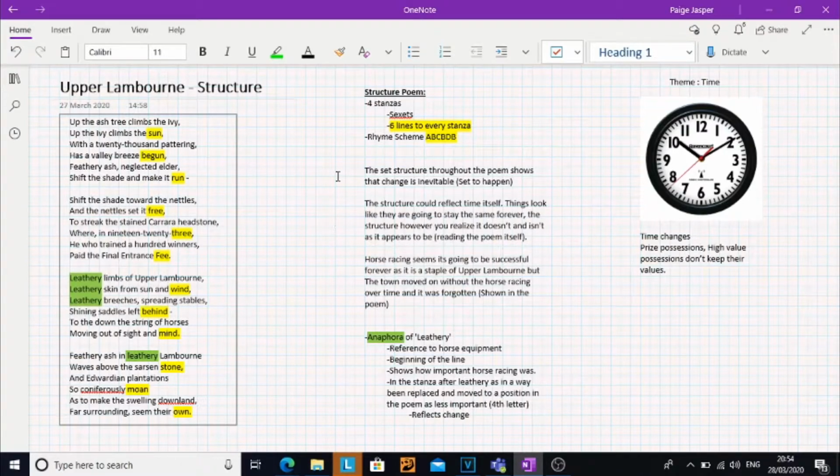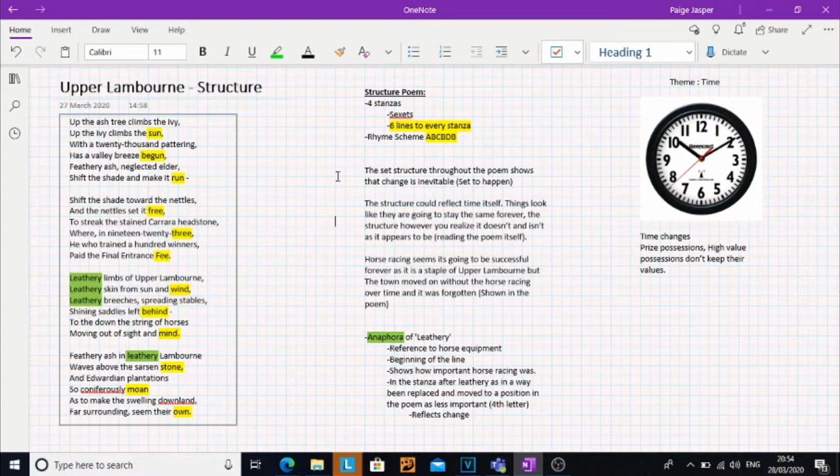Things look like they are going to stay the same forever, which is the structure of the poem. However, you realise it doesn't, and it isn't as it appears to be. So even though the structure makes you think that it will last forever, if you read the poem itself, you'll realise it doesn't. And it's not what it appears to be.